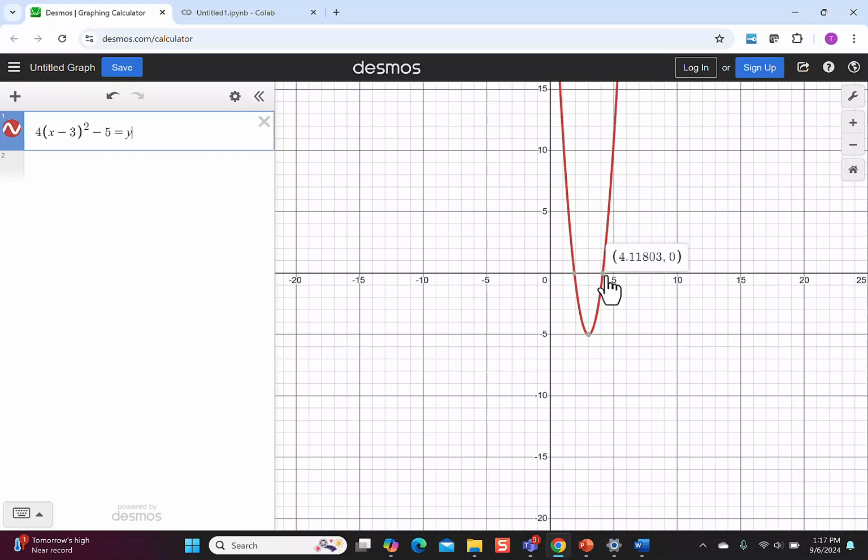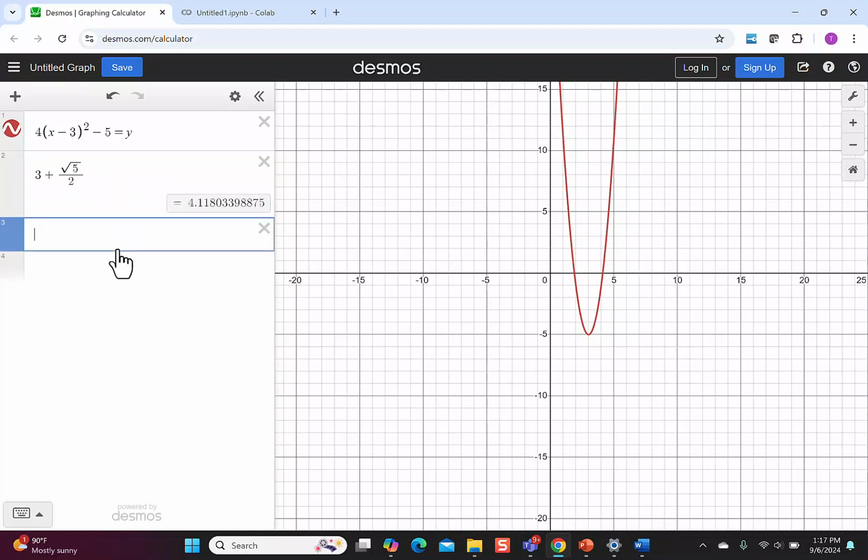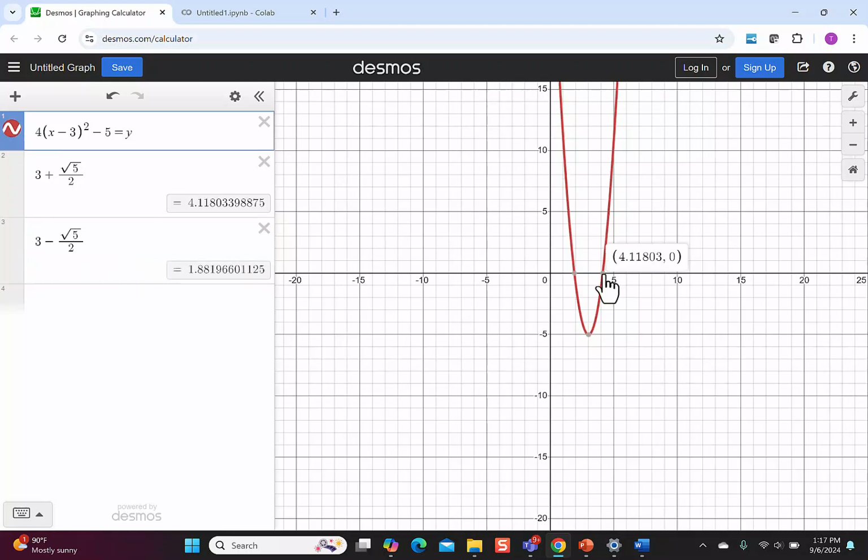I have 4.11803, and I have 1.88197. Our solutions were 3 plus the square root of 5 over 2 and 3 minus the square root of 5 over 2. Those two numbers correspond to the 2 points we see on the graph.